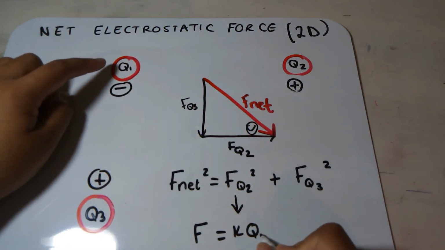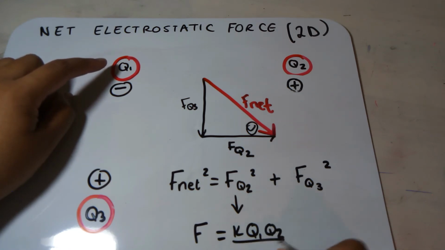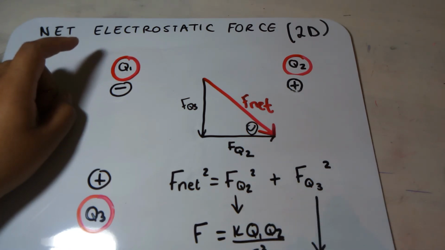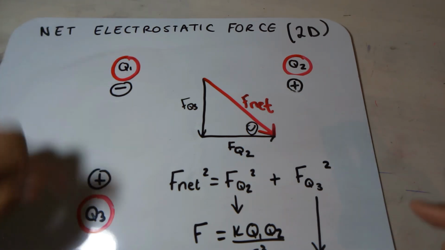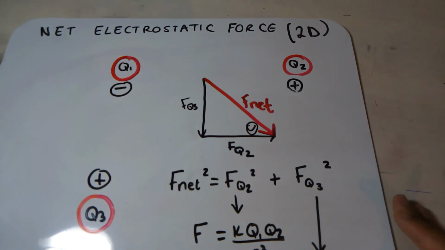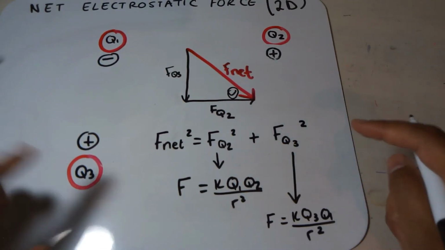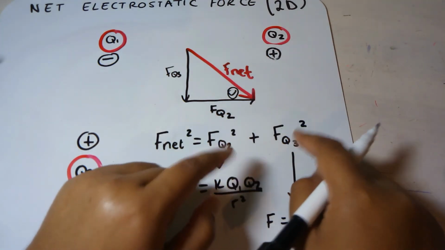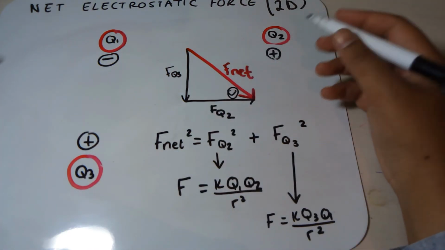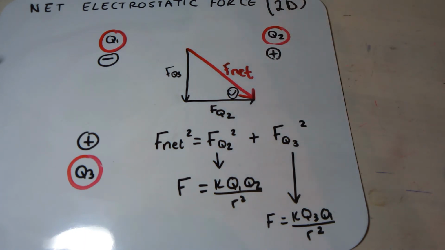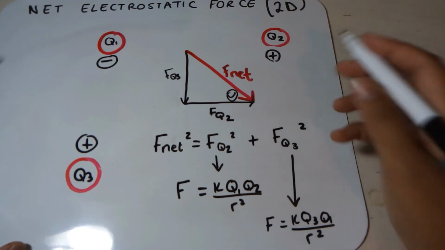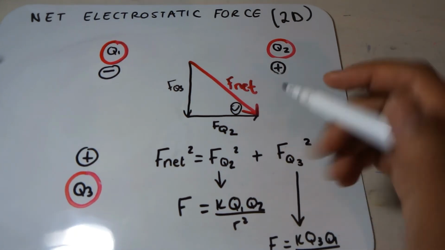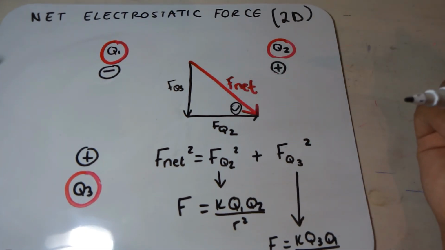So it will be the charge of Q1 and the charge of Q2. And this one will be the charge of Q3 and the charge of Q1 over r squared. So it will be the force between these charges. So if you don't have these forces, you use Coulomb's law separately, and then you add them using Pythagoras, and then to calculate theta, which is the angle away from the x-axis, you're going to use tan theta is equal to the magnitude of this divided by the magnitude of the adjacent.